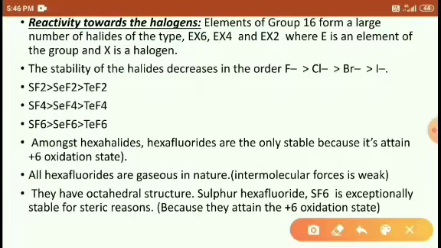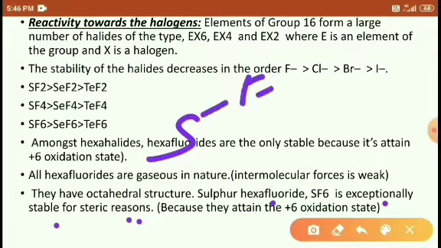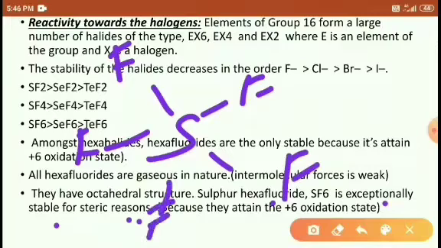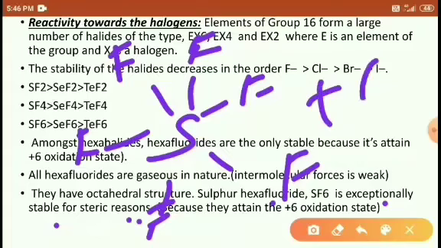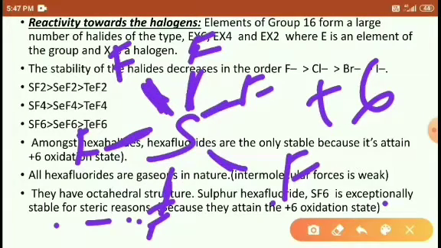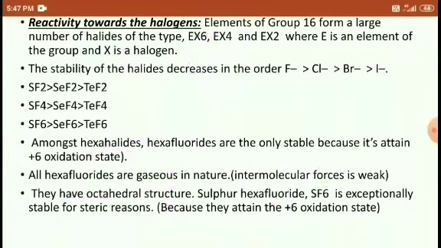The structure of hexafluoride is exceptionally less sterically hindered. Less steric hindrance means that it is stable. So here it is stable because it is in the +6 oxidation state, and less steric hindrance means there is no force, there is no repulsion from one fluorine to the next fluorine. So the repulsion is weak here. That's why it is stable.